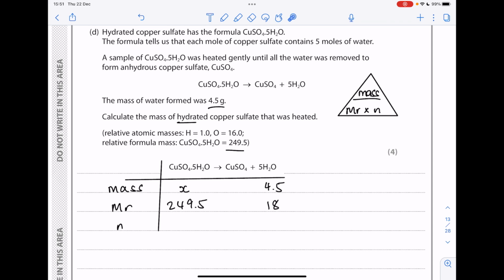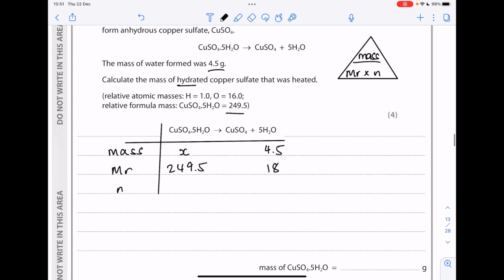Then do 4.5 divided by 18 in order to find the number of moles. We're doing that because it's mass divided by Mr to get 0.25 moles of water. Check your mole connection, it's 5 to 1, so we divide that number by 5 to find the number of moles of hydrated copper sulfate. And then lastly, to find X, we do Mr times number of moles, so multiply these two numbers together to get X equals 12.475.